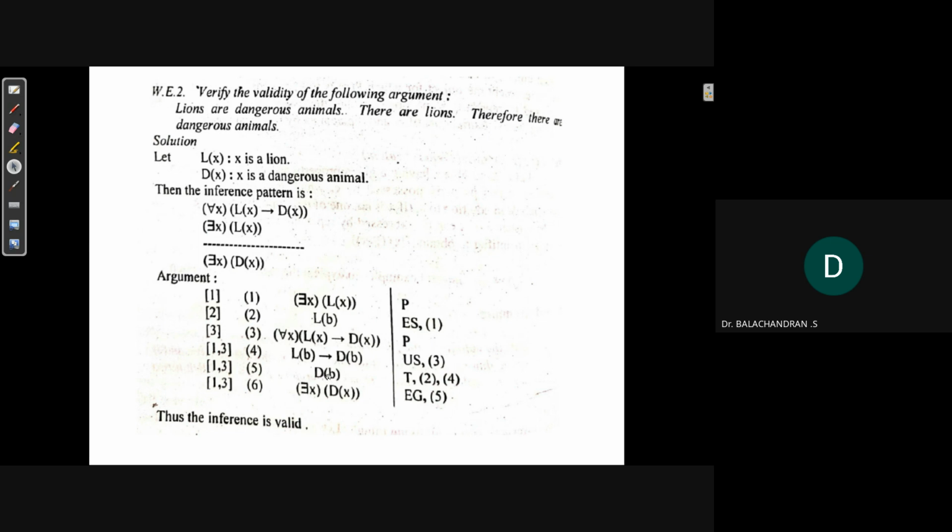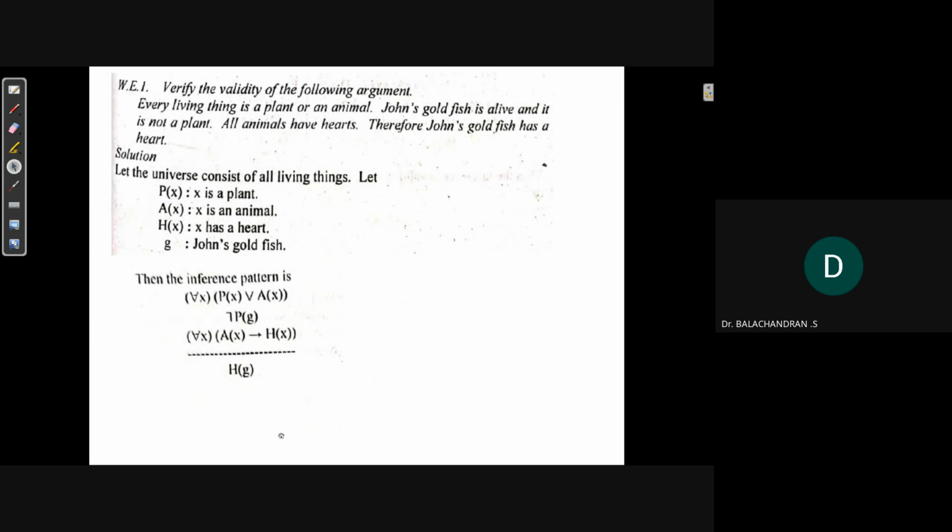Okay, so now from 5 to 6, you should write there exists x, D of x, rule EG, existential generalization, and 5. So I got this one: there exists x, D of x. Thus the inference is valid.